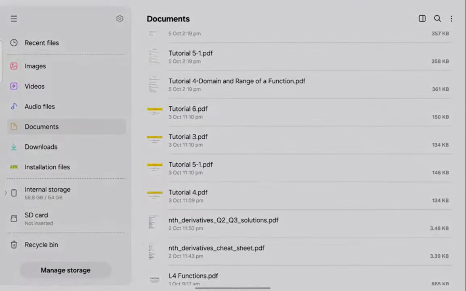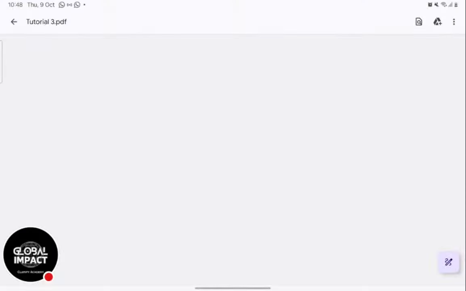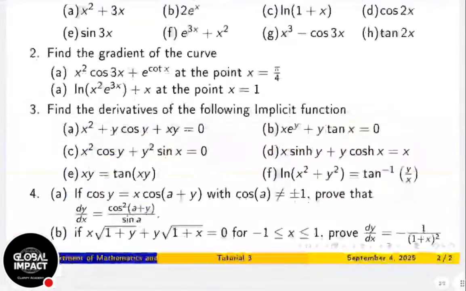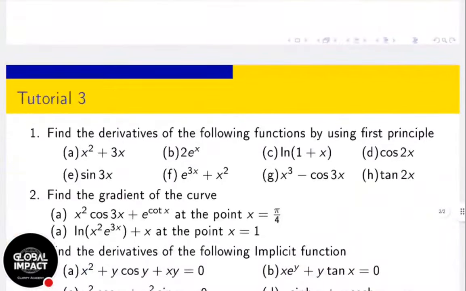Let me just have a second look at tutorial 3. I'm going to just be solving all the questions. I'm going to give you the tools, and then I'm going to just start solving questions one by one by one.